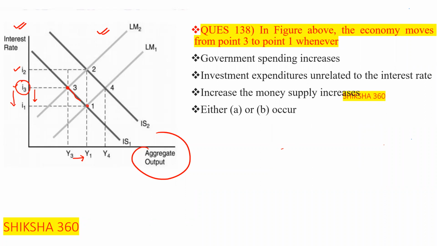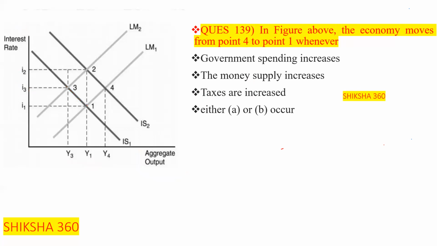The money supply is increasing, clear. Investment expenditure unrelated to the interest rate, this one is not our answer. Government spending increases. So the most favorable answer is option C, increase the money supply, clear? The money supply is going to increase here. This one is our answer.